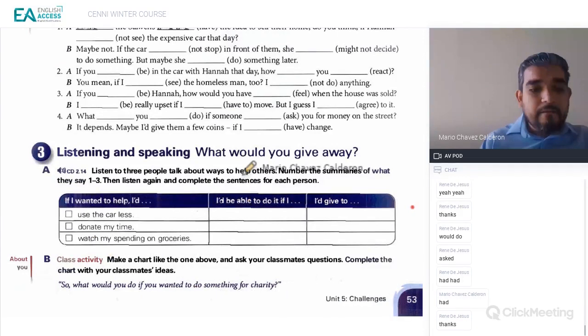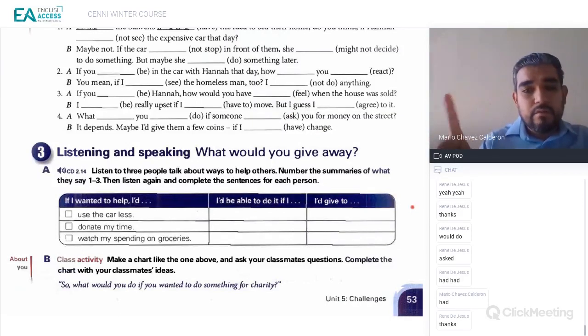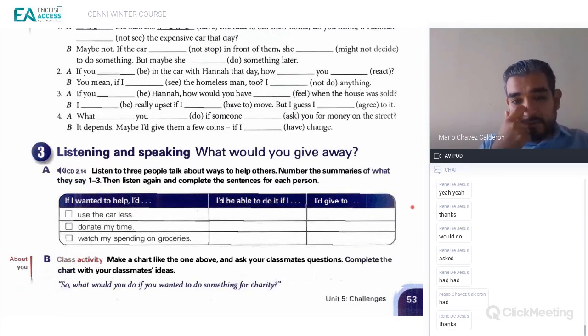First, we need to listen to these three people talking, and we need to say, what are they talking about? It says, if I wanted to help, I what? Use the car less, donate my time, watch my spendings. Okay? So we're going to listen to the first person, and we're going to choose what this person wants to do. Okay? Let's listen to the first person.